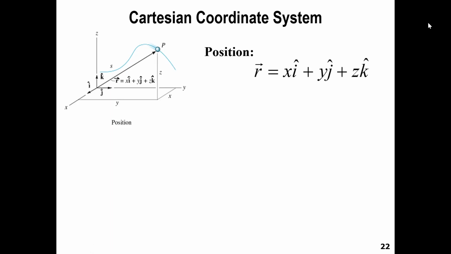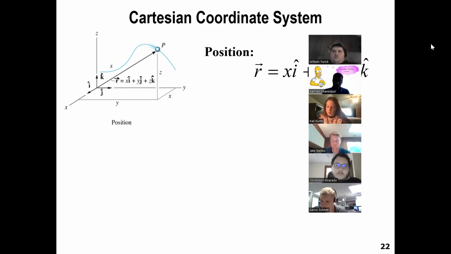And in Cartesian coordinate system, you can express it by X, Y, and Z components. X and Y and Z are the values of this length, and this length respectively. And I, J, K are the unit vectors. Do you guys know what the unit vector is?